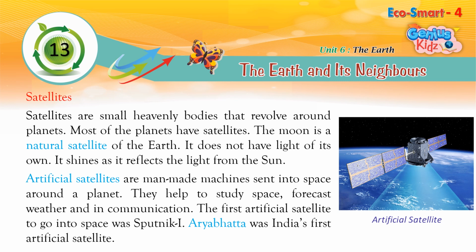Artificial satellites are man-made machines sent into space around the planet. They help to study space, forecast weather, and in communication. The first artificial satellite to go into space was Sputnik I. Aryabhatta was India's first artificial satellite.